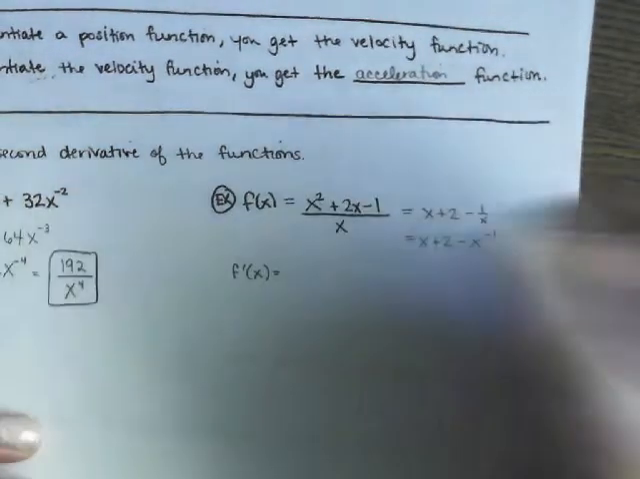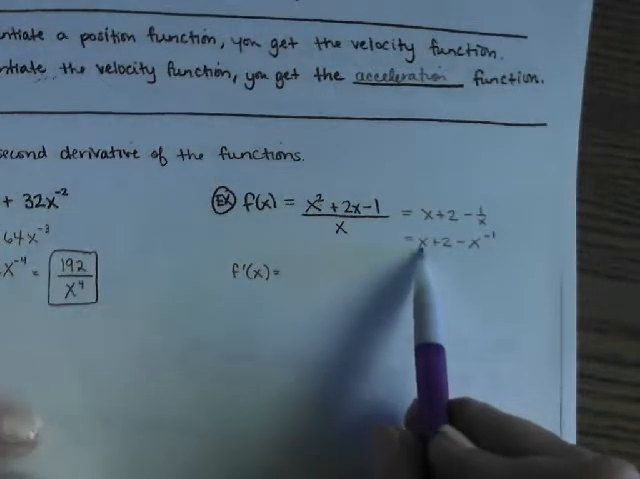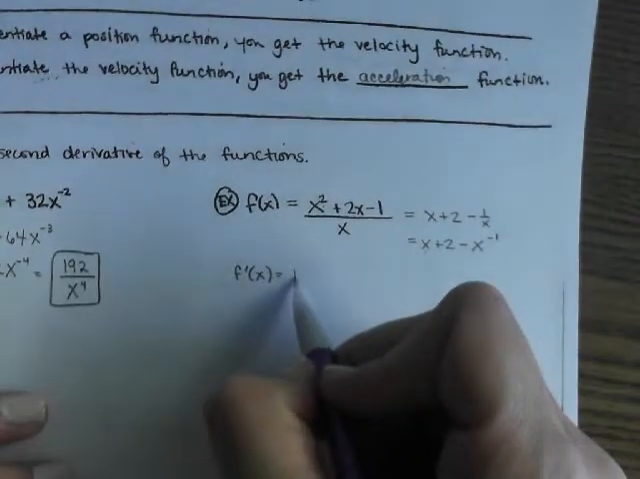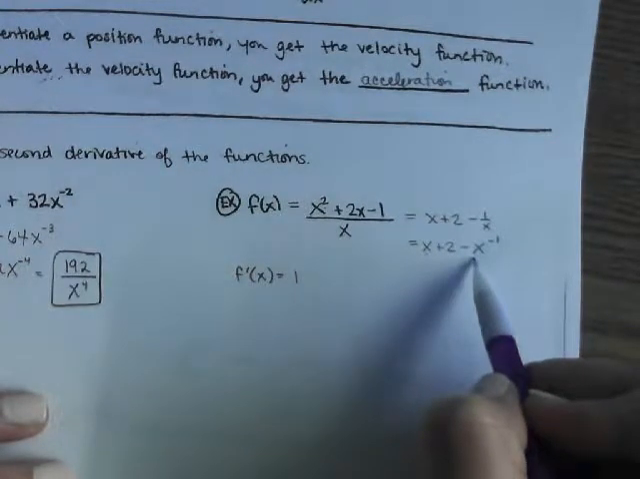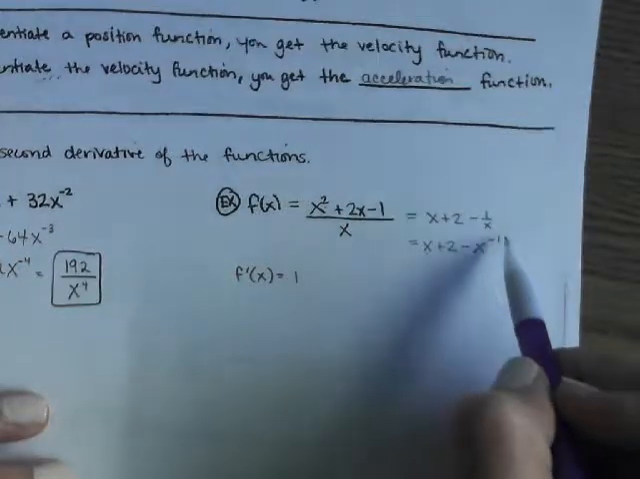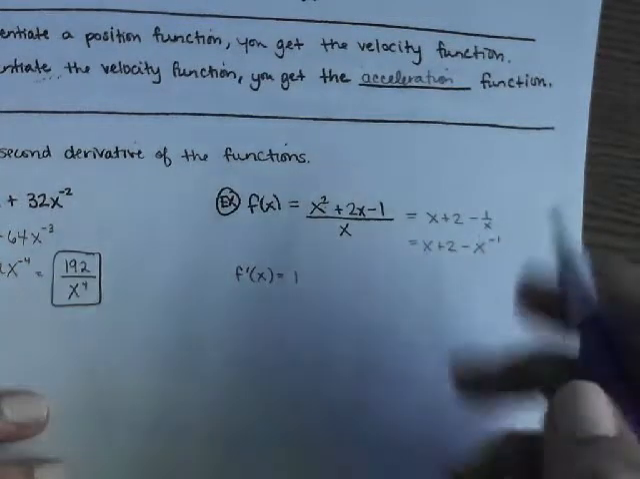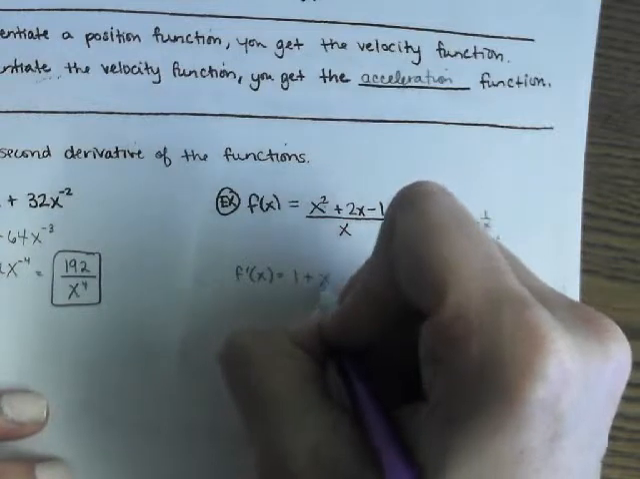The derivative of x is 1. The derivative of 2 is 0. And the derivative of negative x to the negative first, we bring our negative out in front, so that's going to make it a positive x to the, and we're going to reduce this by a degree to negative 2.